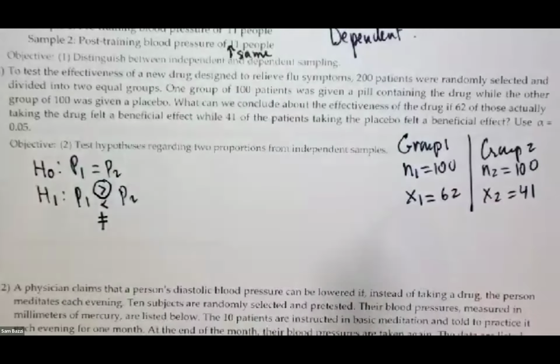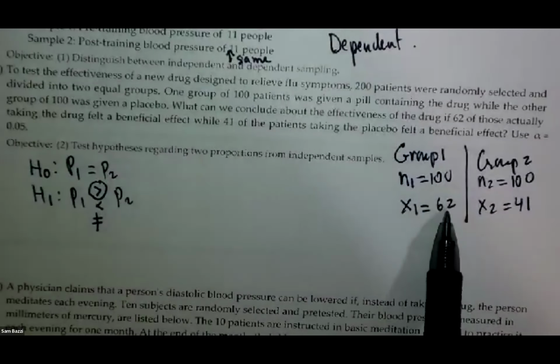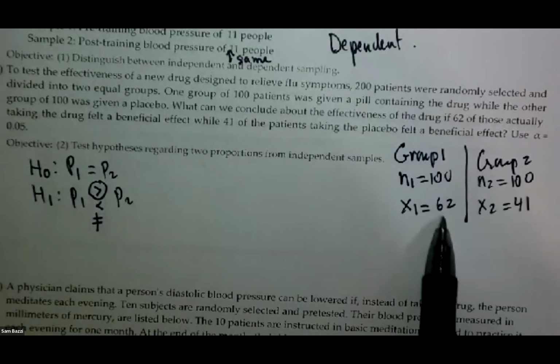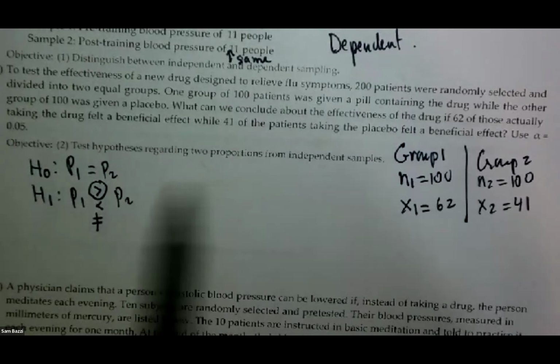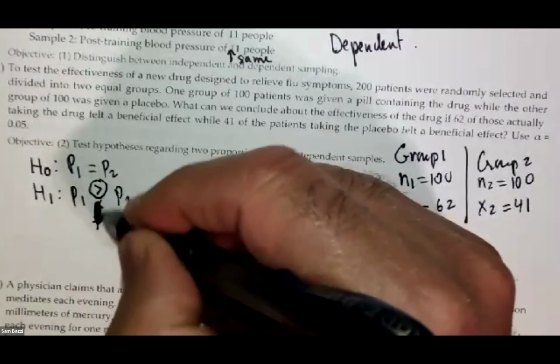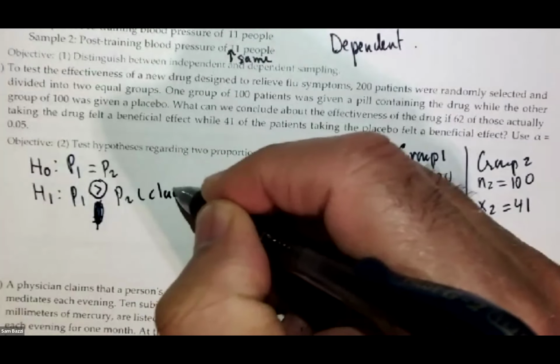You want a hint, guys? Watch. This is 62 out of 100. This is 41 out of 100. It looks like this is bigger than that one. That's what we wanted to test. So I'm just going to delete those. And this is the claim.